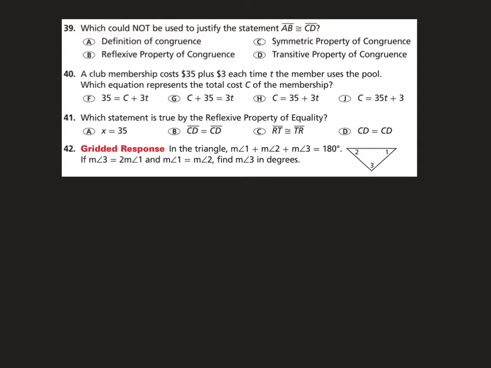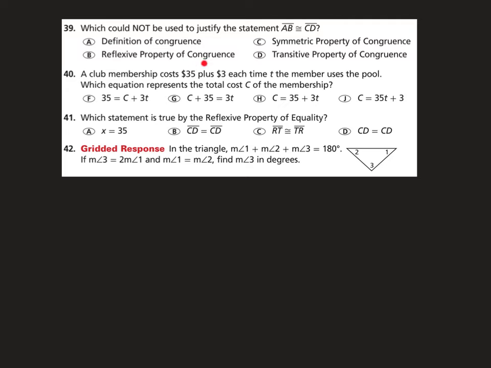Okay, so 39 says, which one could not be used to justify the statement here. So basically this statement is somewhere in the proof, and then which one could not justify it. The definition of congruence, that could be the case because we're saying something's congruent to something else.